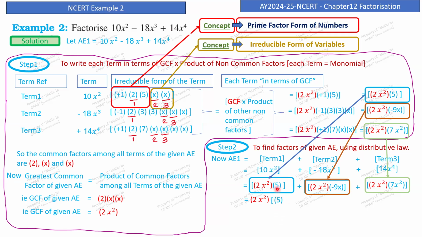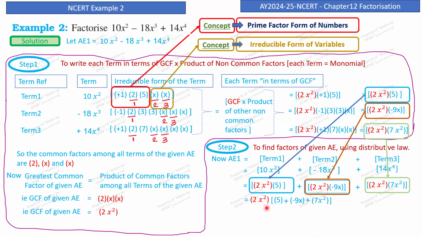Starting with that, in the first term, after removing the greatest common factor, we have 5 only left. So 5 within curve bracket, please put it. Then this plus is coming here. Then what is left if we remove this greatest common factor of 2x to the power 2? Within the curve bracket, minus 9x. Next, this plus we should put here. And when we remove 2x to the power 2 as a common factor, this is 7x square within the curve bracket. We need to put it and close the final square bracket.